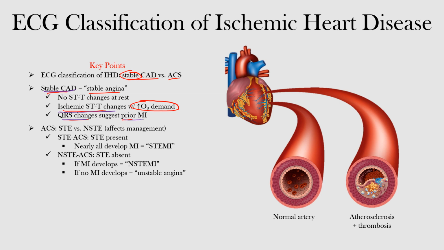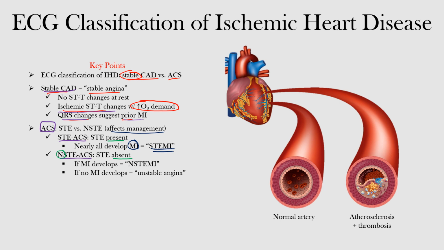In terms of acute coronary syndrome, we said we can divide it into ST elevation acute coronary syndrome or non-ST elevation acute coronary syndrome. Remember, the only difference here is that either the ST elevation is present, as the name implies, or it's absent. Why these are important is because it affects management of the patient. Now, nearly all those that have ST elevation ACS develop into MI, and that's what we call STEMI, ST elevation myocardial infarction.